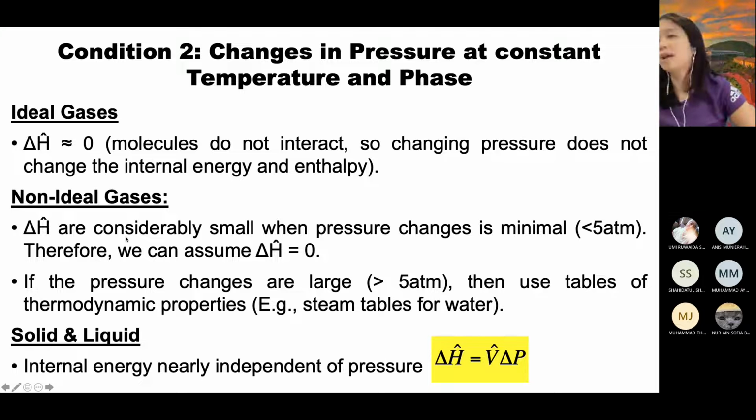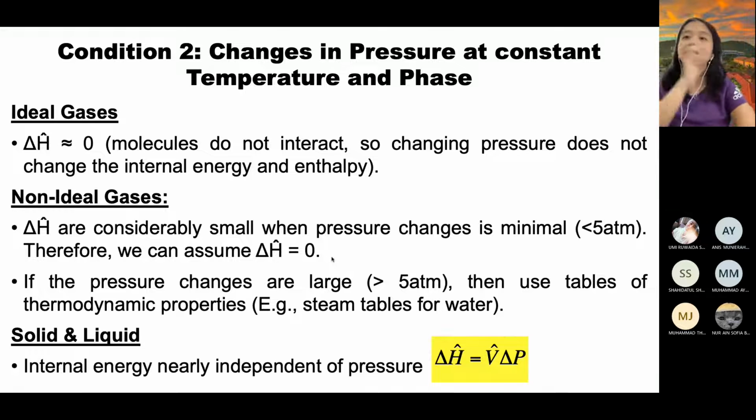Let's say you're doing CO2 or N2 or whatever, check. Is it non-ideal gas or ideal gas? Kalau non-ideal gas, if it's less than 5 atm perubahan tekanan, you can assume the enthalpy as 0 as well. Tetapi if it's more than 5 atm, kamu dah kena kira perubahan enthalpy disebabkan tekanan.